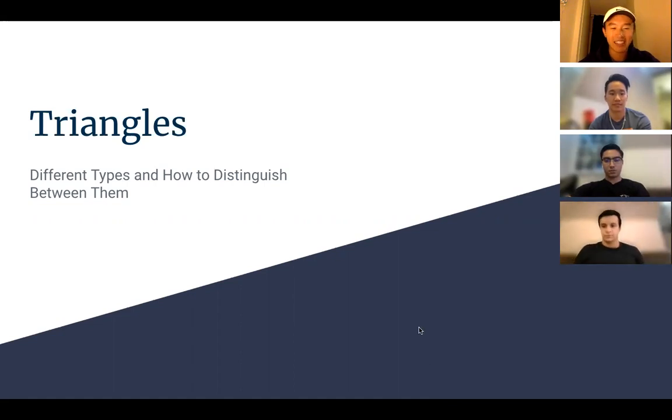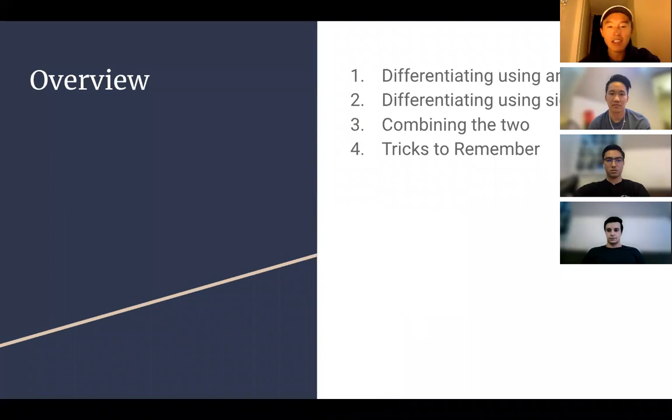Alrighty, hey everyone. So today we're going to be talking a little bit about triangles. We're going to go over the different types of triangles and how we distinguish between them. So just a little bit of overview. There's two main ways in which we differentiate between types of triangles.